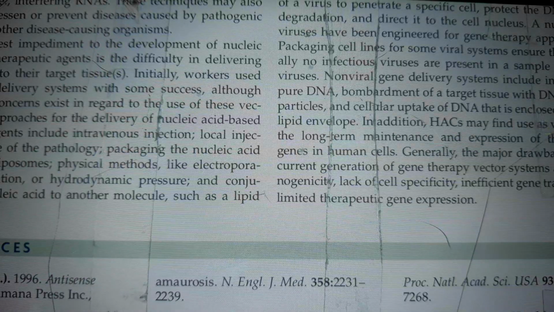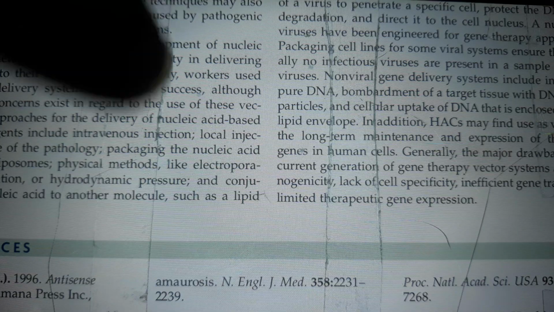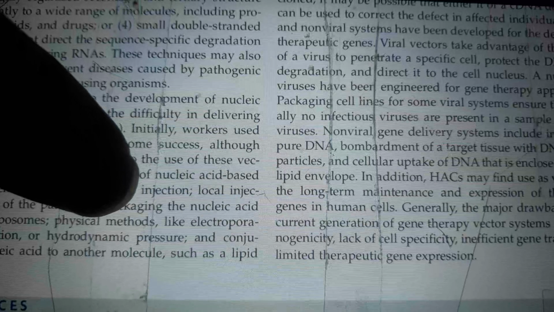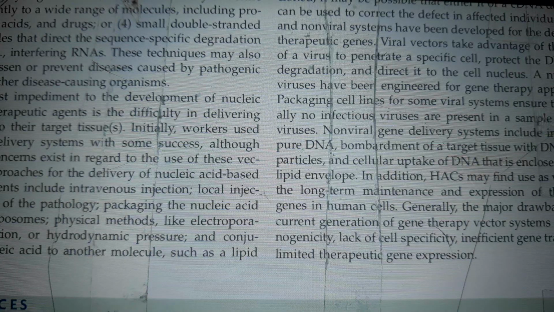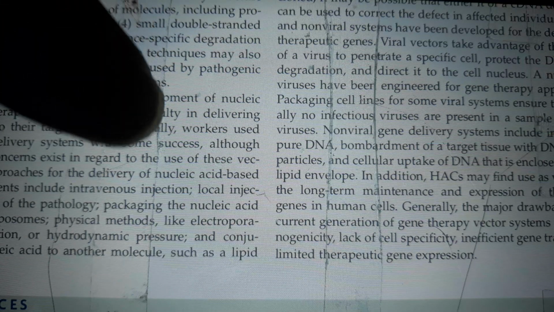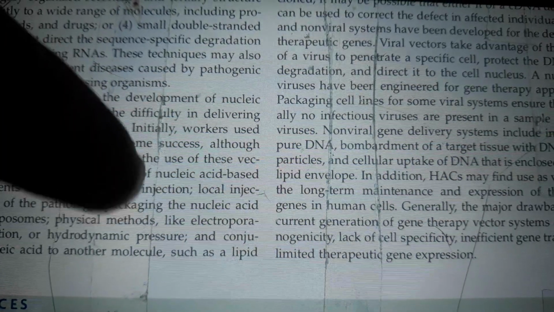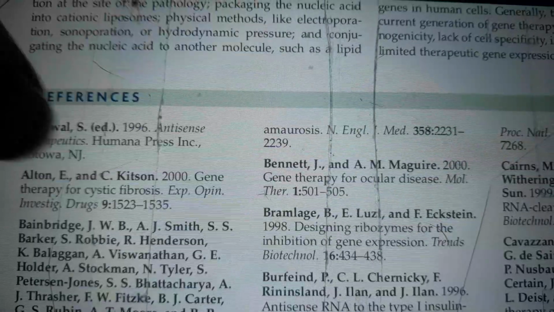Packaging cell lines for some viral systems ensure that virtually no infectious viruses are present in a sample of vector viruses. Non-viral gene delivery systems include injection of pure DNA, bombardment of a target tissue with DNA-coated particles, and cellular uptake of DNA that is enclosed within a lipid envelope. In addition, HSCs may find use as vectors for the long-term maintenance and gene expression of therapeutic genes in human cells. Generally, the major drawbacks of the current generation of gene therapy vector systems are immunogenicity, lack of cell specificity, inefficient gene transfer, and limited therapeutic gene expression. That's it about the summary of this chapter.